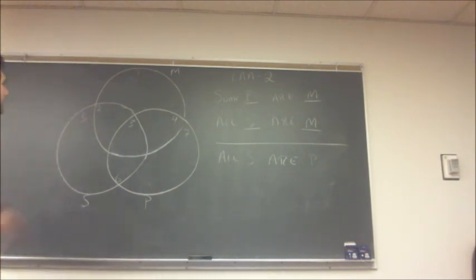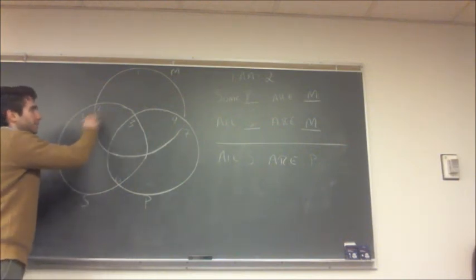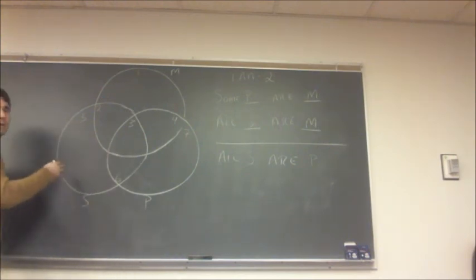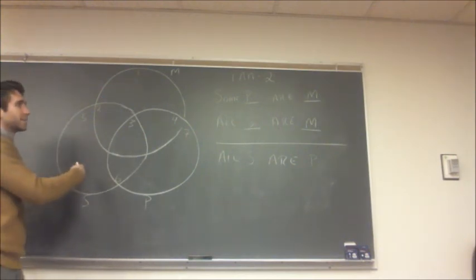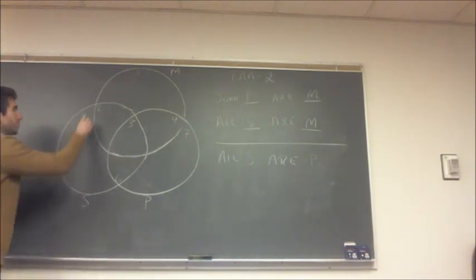So what we want to do is shade this to show that all of the S's are among the M's. So what we want to do is shade any part of the S circle that doesn't overlap the M circle. So what would that be? Would we shade 2? No, because it's part of the S circle and it overlaps the M. Same with 3. What about 5? Well, these are things that are merely S, but we're told that all of the S's are M. So there can't be anything in 5. So we'll shade that.